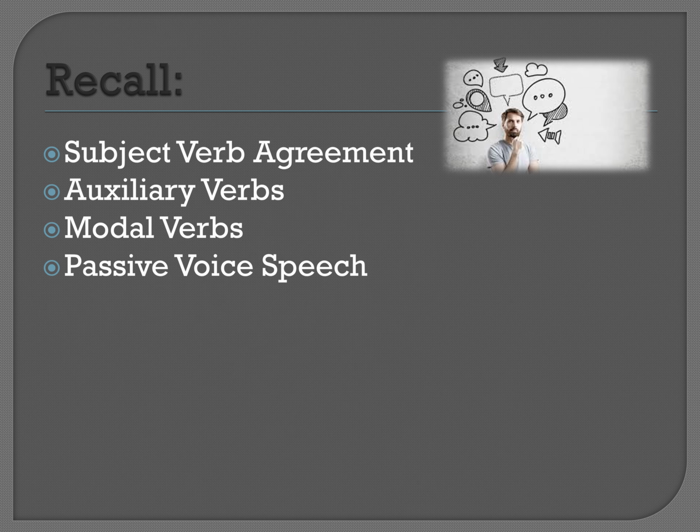Moving on to what we have studied in our previous classes. We have studied subject verb agreement. If you want to know something about subject verb agreement, or if you are not sure about it, or if you want to recall what subject verb agreement was, please visit our first lecture.